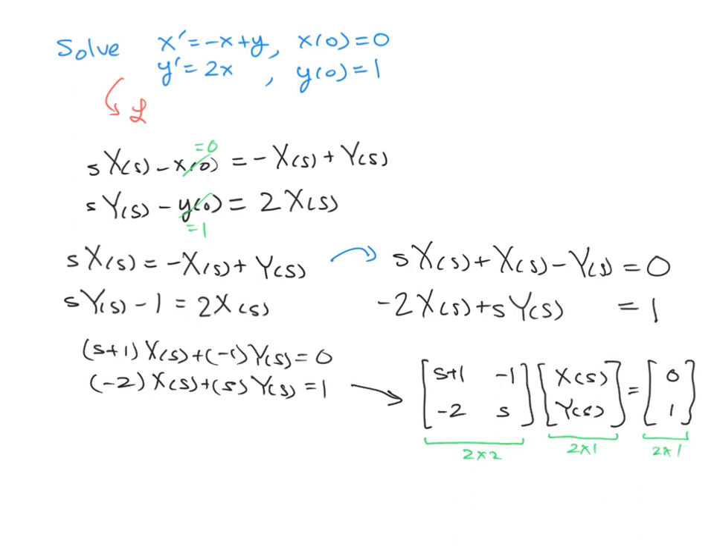In our next step, we'll go through and use Cramer's rule, which uses determinants to actually solve this system for big X and big Y.